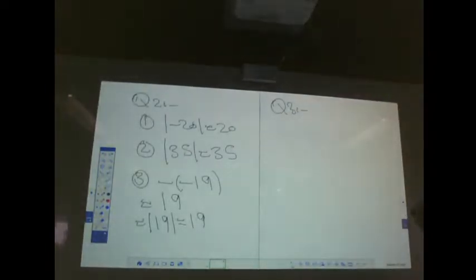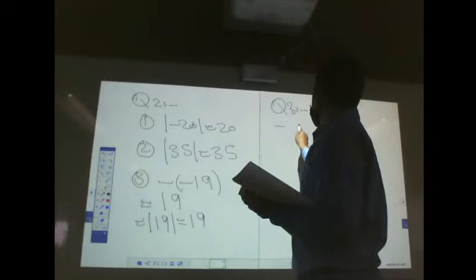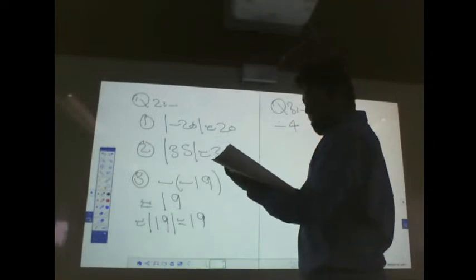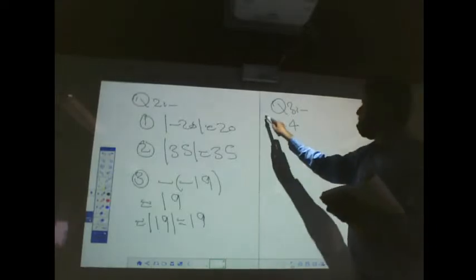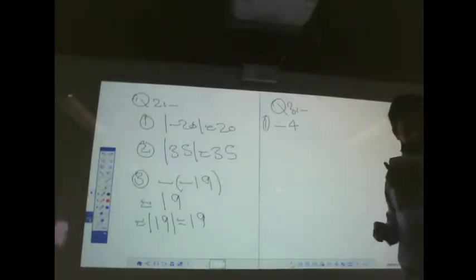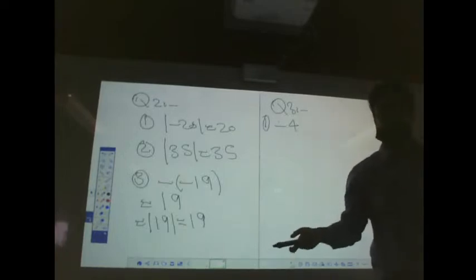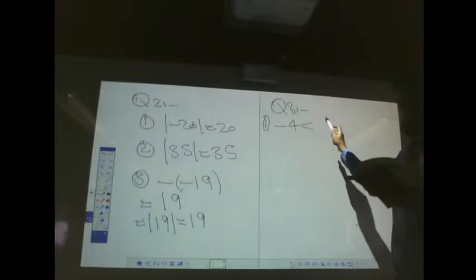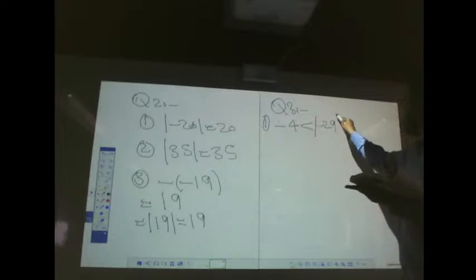Question number 3, right? In this question, what we have to do, this is minus 4, right? Minus 4, is it bigger or smaller? It is smaller, correct? Because log 29 in absolute is equal to 29, right? So minus 4 is smaller than absolute minus 29, right?